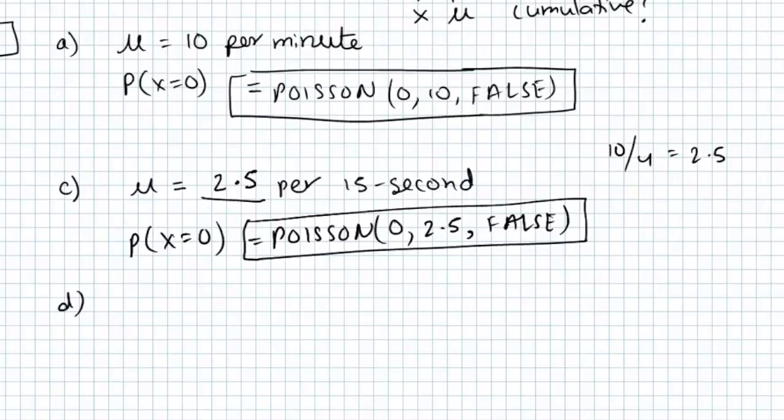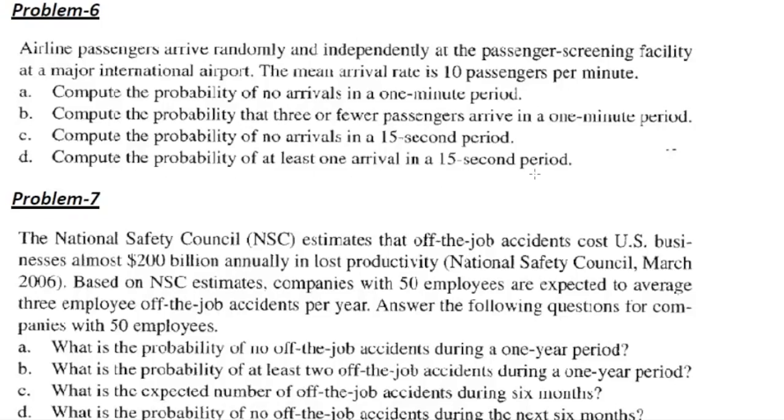Now one example of cumulative situation where you have less than or equal to or greater than or equal to. So let's look at D. Compute probability of at least one arrival.